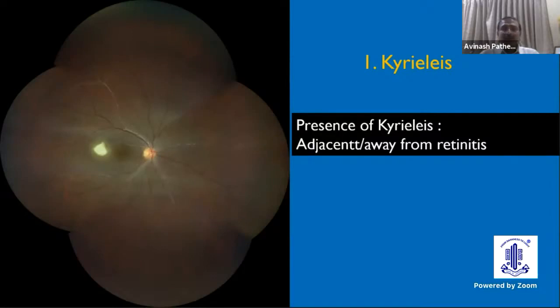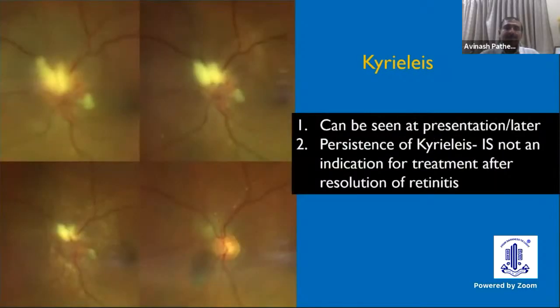The additional point which I would like to share is that Kyrieleis vasculitis may not start simultaneously with toxoplasma retinitis. The retinitis would be the first to start. The Kyrieleis might start a little bit later. The most important point is the retinitis would resolve, but the Kyrieleis would take a longer time to resolve. It would resolve in about a month, or we have seen even 3 to 4 months after the resolution of retinitis. So persistence of Kyrieleis is not an indication for treatment after resolution of retinitis.